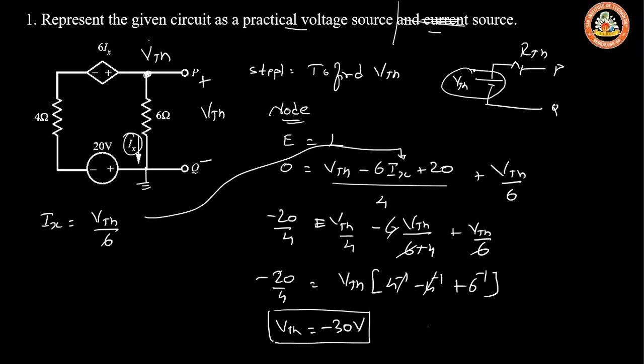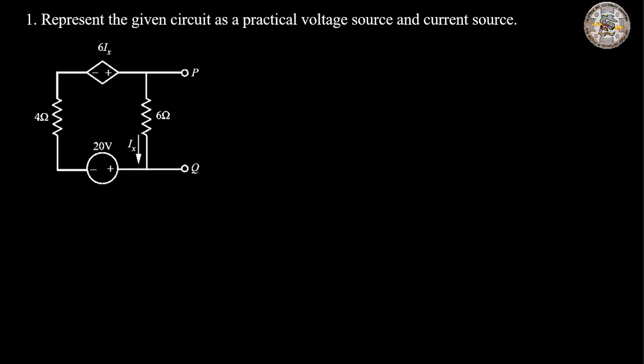Here I'll be showing two methods, one by nodal and one by mesh. So let's solve by mesh analysis now to find VTH. Let us assume this mesh and call the current I. And where is VTH? Here, the voltage across 6.